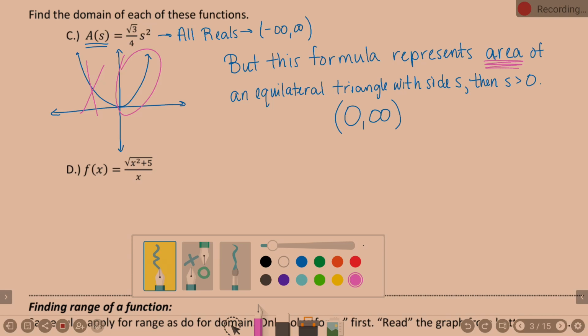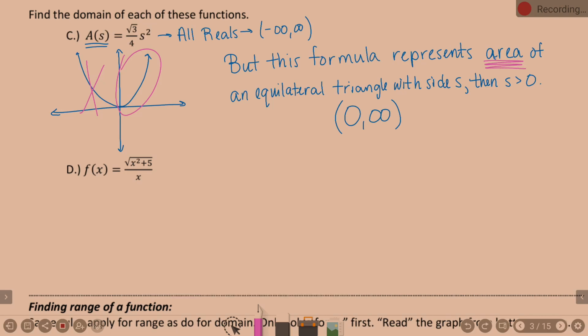This is what I'm trying to get you guys to realize. This formula represents area. Okay? Area means side length is going to have to be positive. Okay? Boom. There are a lot of twists and turns to domain, which is one thing you're going to discover real quick here.